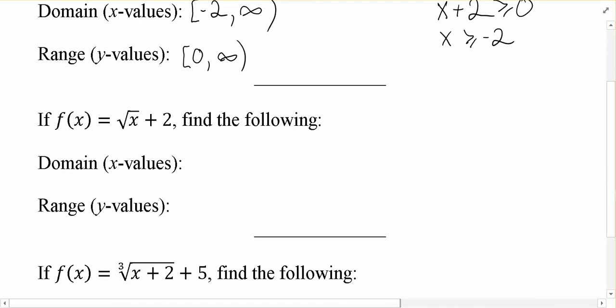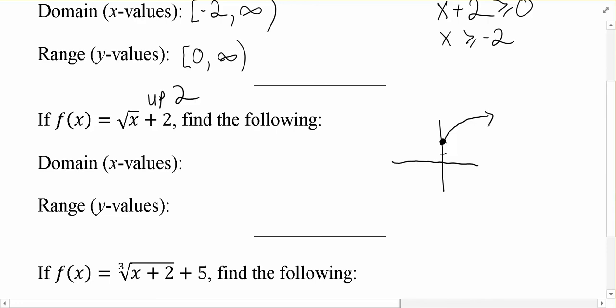Let's take a look at the second example. Square root of x and then plus 2. If we go back to our shifts, this is a shift up by 2 units. So if we do a quick sketch of this, it's a square root that starts there.